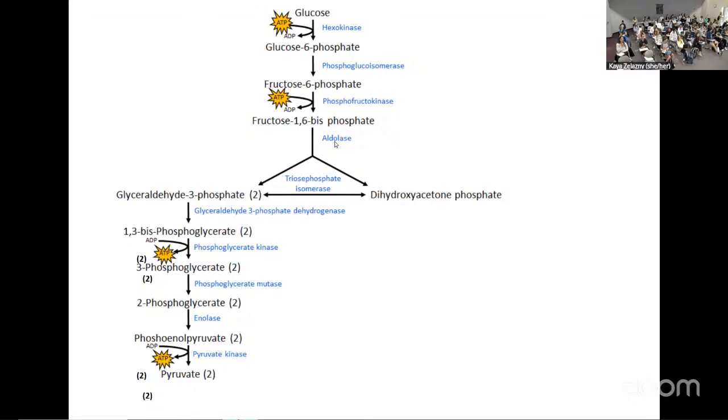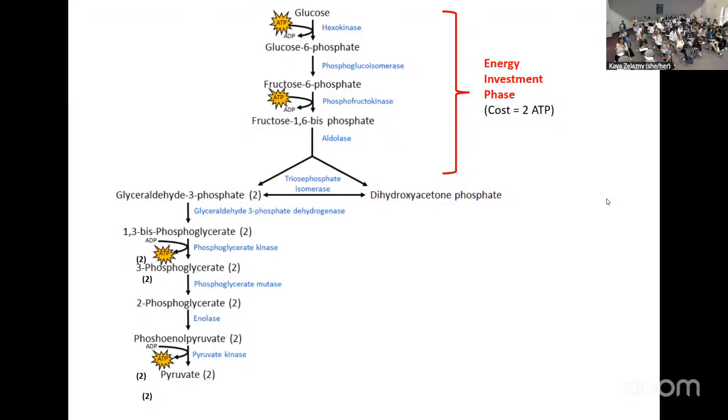We want to have the appropriate amount of all these intermediates so we can just be smoothly going through glycolysis all the time. So we might have to slow down some steps, we might have to speed up other steps to make sure we have what we need. Okay, so here's what's happening there.